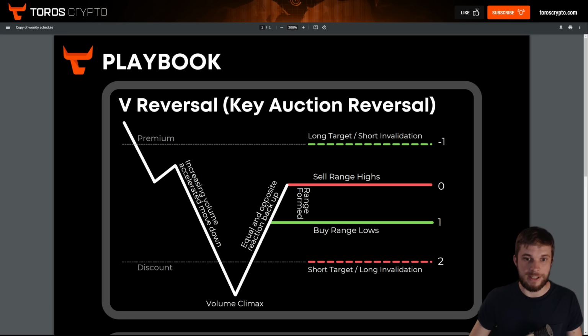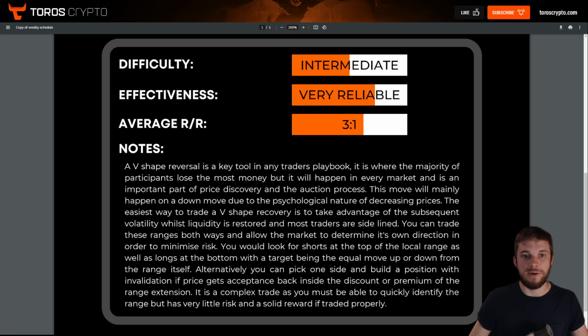So I have it set as an intermediate difficulty. Obviously, you've got to be able to identify a range and you've got to have your wits about you to know when one of these reversals has occurred. It's extremely effective because, again, with a lack of participants in the market, it is building liquidity. So it's very often that once you get big volatile moves like this, it's unlikely that you will see aggressive continuation in either direction after that. It's more likely that you'll see a range that gets put in, so it can be very reliable, and it gives you a risk to reward on this particular trade of 3 to 1.